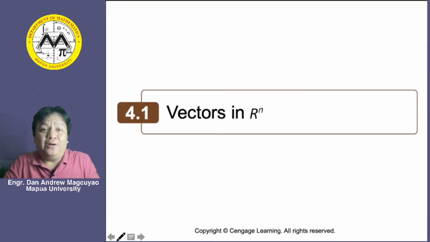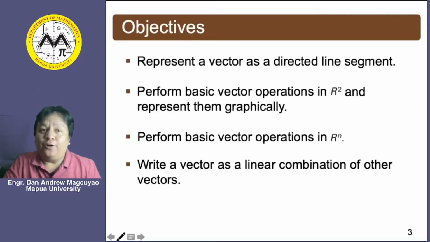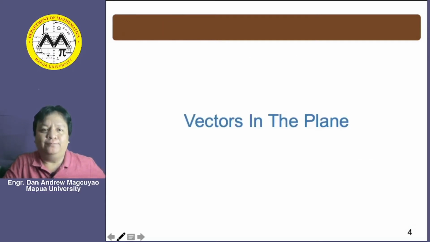So good day everyone. We will now be discussing the first topic under module 2, which is about vectors in R raised to n. For our objectives, we're going to represent a vector as a directed line segment, perform basic vector operations in R squared, and represent them graphically. Perform basic operations in R raised to n. Write a vector as a linear combination of other vectors.